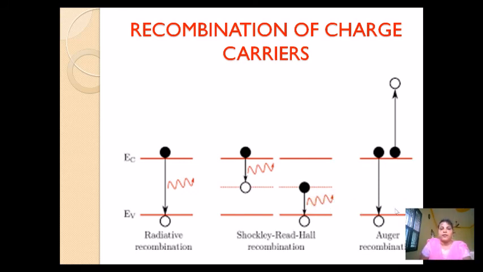The third one is Auger recombination. Initially, the electron is present in the upper energy state. It comes to the lower energy state. It combines with the hole, and it releases a photon of energy equal to h nu. And this photon is given as input to the electron present in the upper energy state.